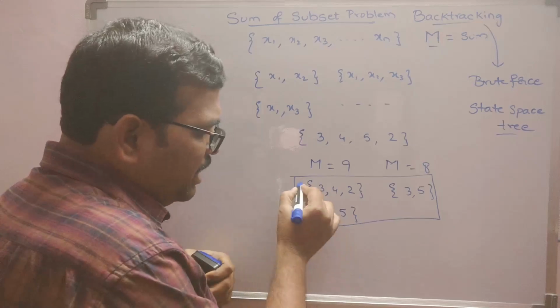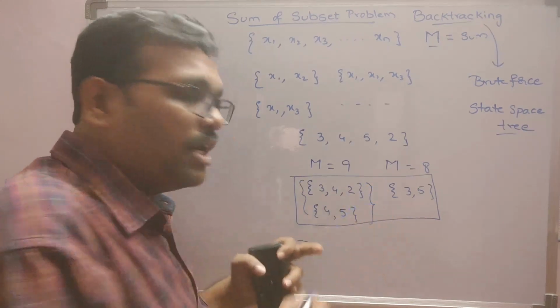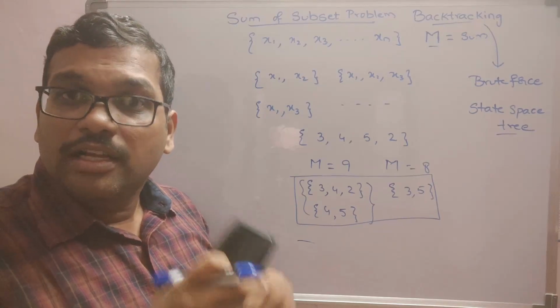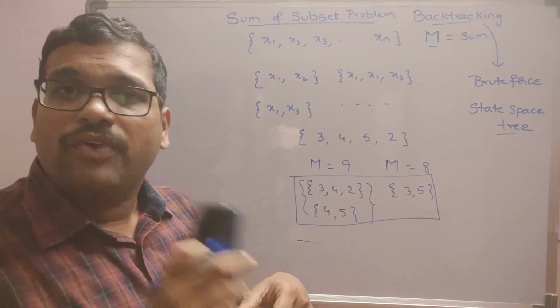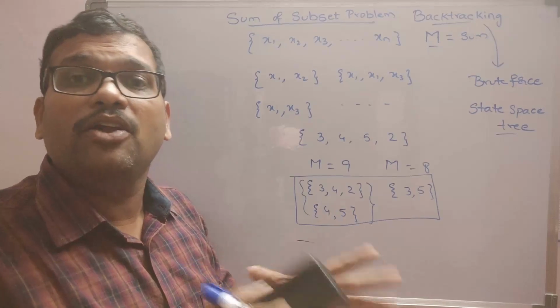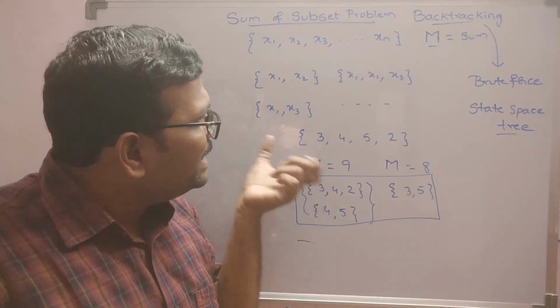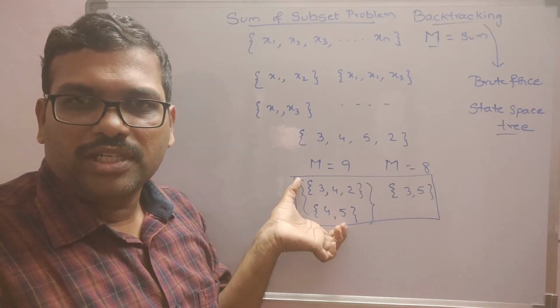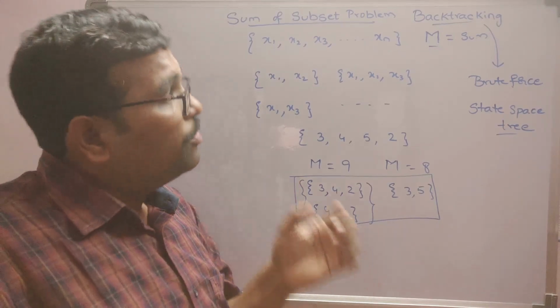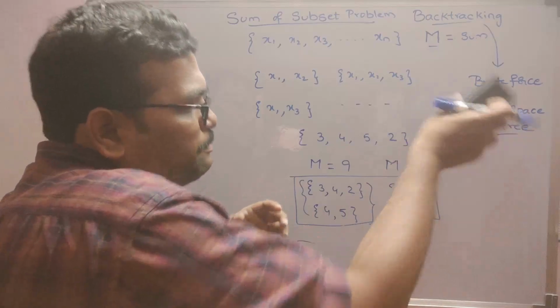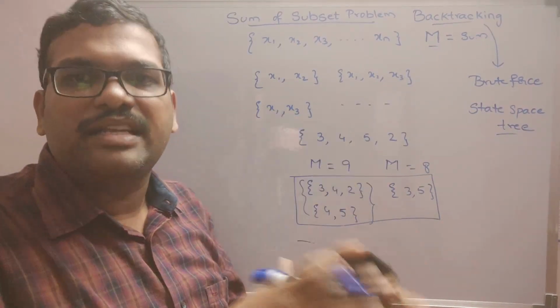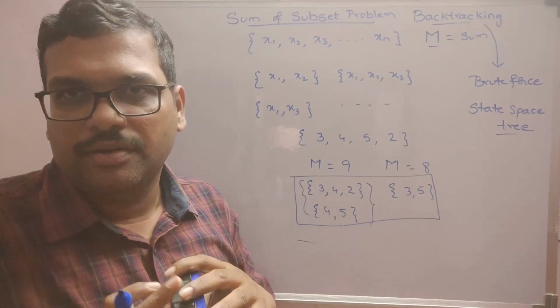So here we can see this is not an optimal solution, because the optimal solution is only one solution, the best solution. In backtracking we are not finding the optimal solution, but we are finding all possible solutions. In this one we can get the two possible solutions, right? Now we'll see the state space tree first, and then we'll write the step by step procedure.